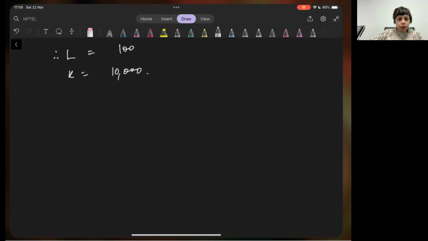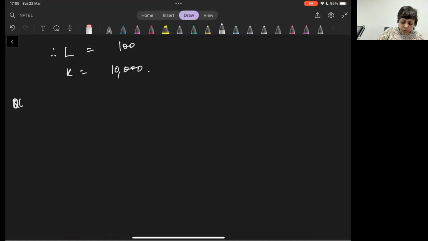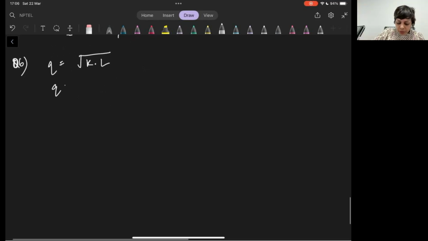Okay. I'll solve this question in two ways, so you know both the ways in which you solve this type of question. So you're given the function Q is root K into L. Let me open the question on this. This is root K into L. You're given Q is equal to 100, R is 40, and W is 20.